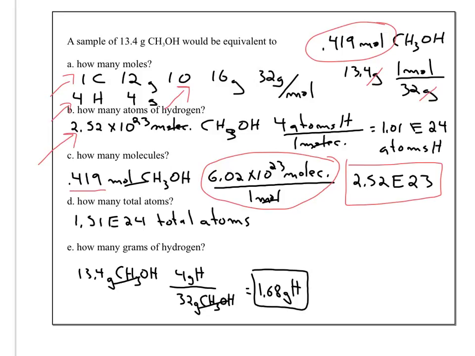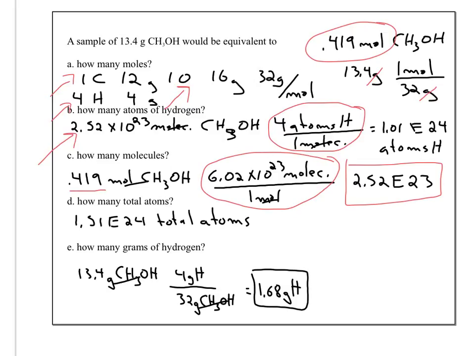Now at this point, we can go up here, and we take our number of molecules that we just found. And if we look at the molecular formula for CH3OH, we see that for every molecule, we have 4 atoms of hydrogen. So this is our conversion factor. And when we multiply, we get 1.01 times 10 to the 24th.